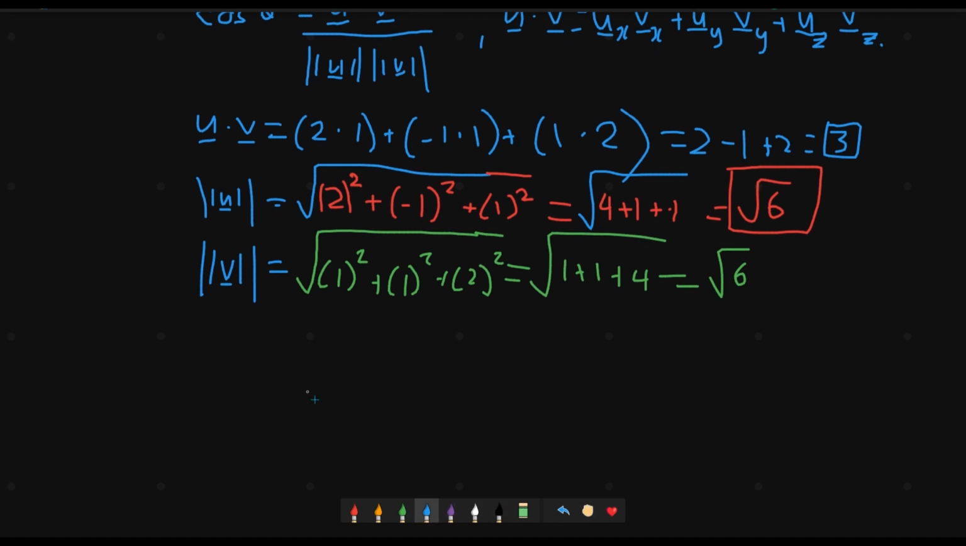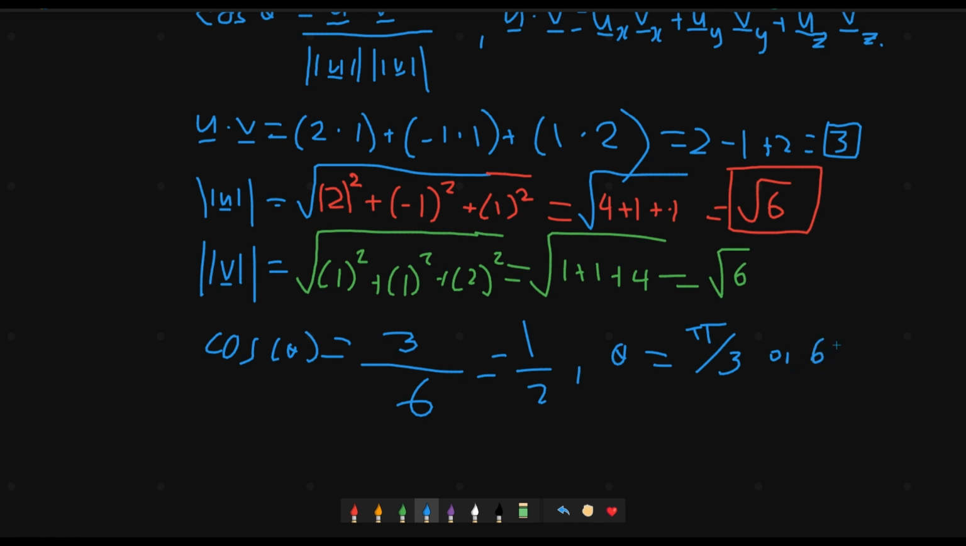So now the cosine of theta is going to be 3 divided by 6, because we're doing square root of 6 times square root of 6, which equals 1/2. Therefore theta is going to be none other than pi over 3, or 60 degrees. So pi over 3 radians, or 60 degrees. And that is the angle between the two vectors.